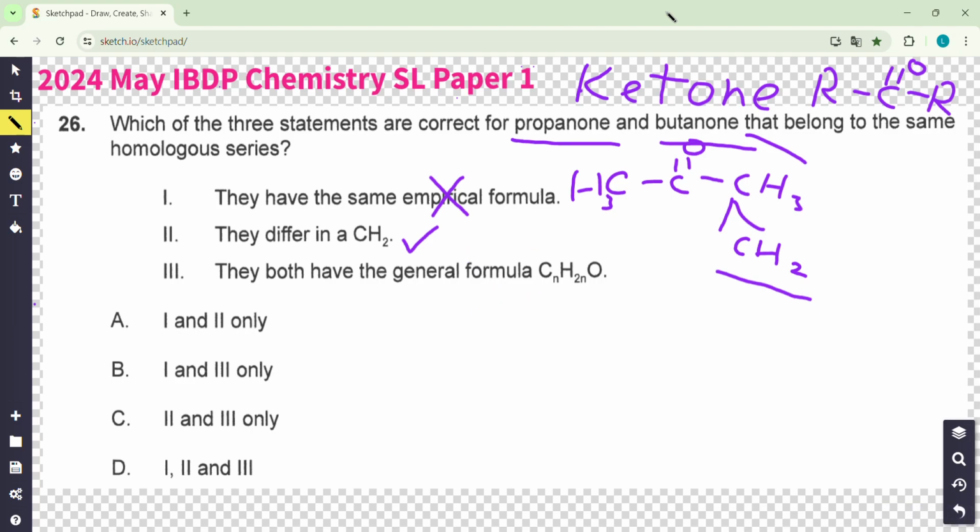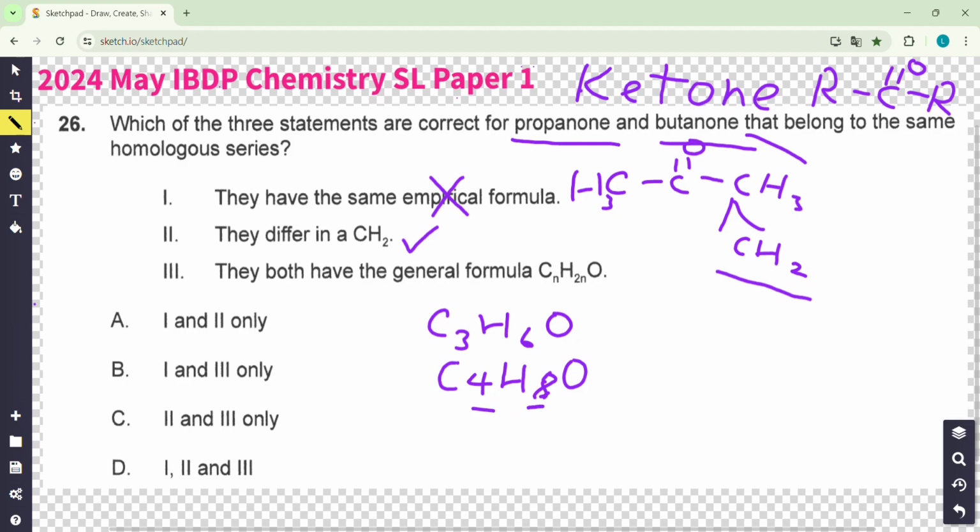How about the general formula? Before, look at the propanone first, okay? Propanone is C3H6O, okay? So whenever I add, the next one will be add a CH2 still. Becomes C4H8O. Can you see the pattern? Yes. Always the hydrogen number is double that of the carbon. So this is the general formula.